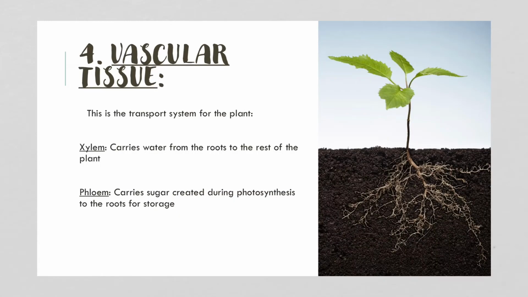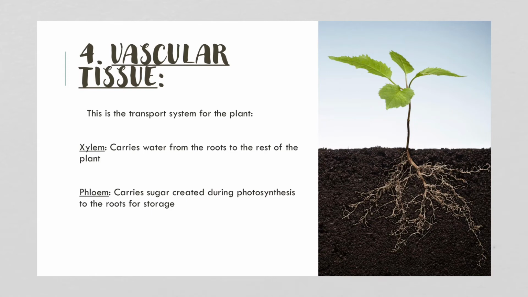The vascular tissue, that might make you think about the cardiovascular system. It's kind of like the circulatory system of a plant, except plants don't have a heart like we do. So it's the transport system for the plant. And there's 2 different transport things. So xylem, it carries the water from the roots, so down here, all the way through the rest of the plant, out to the leaves and so on.